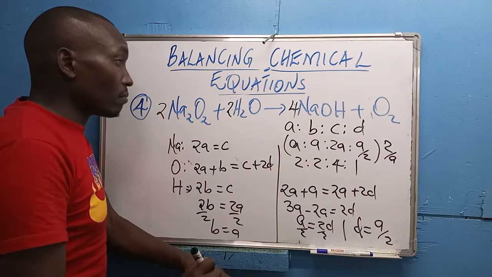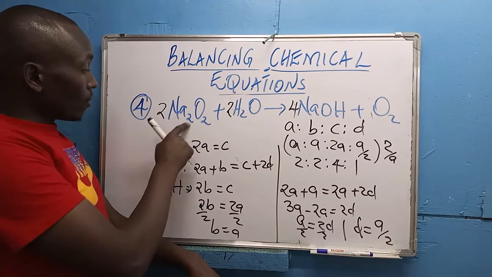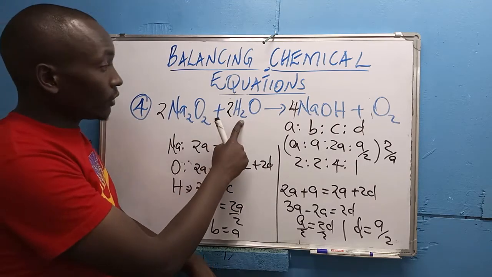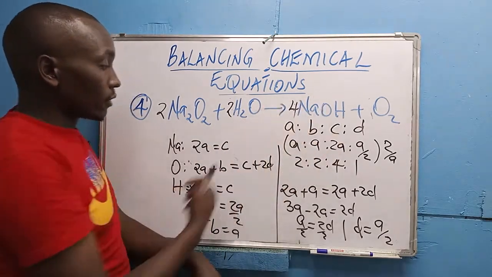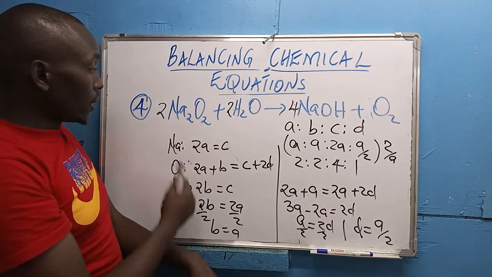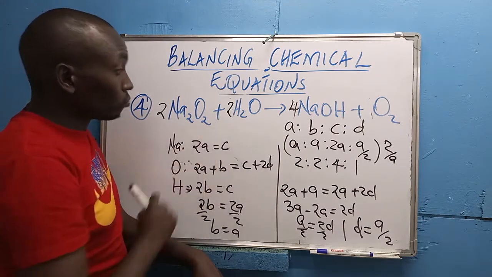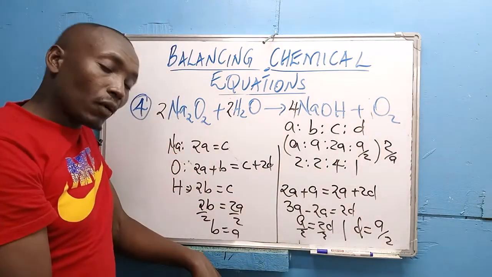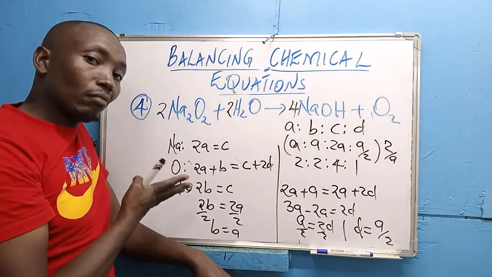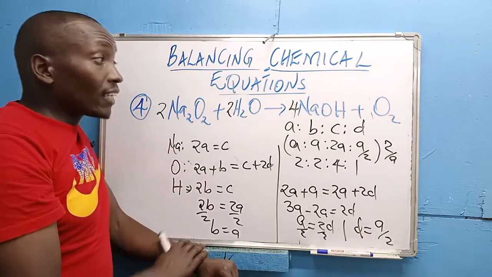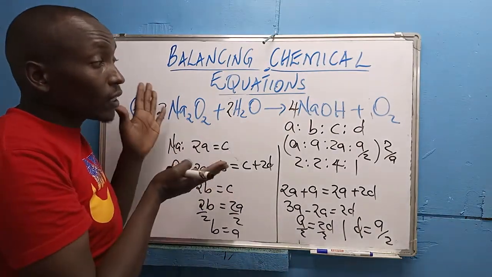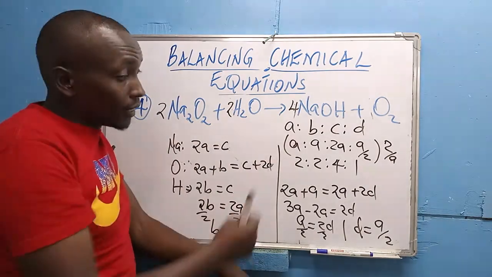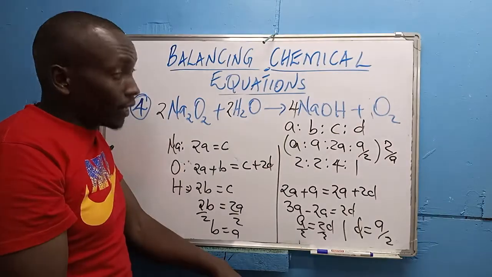Now let me confirm that the equation is balanced. 4 sodium, 4 of them, okay? 4 hydrogen here, 4 hydrogen here. It's good. Then I can talk of oxygen. Oxygen, I have 4 plus 2, 6. So that is 4 plus 2, 6. Well balanced. If you practice this method, it becomes very easy, especially for equations that have 3 elements and above, or a number of elements.